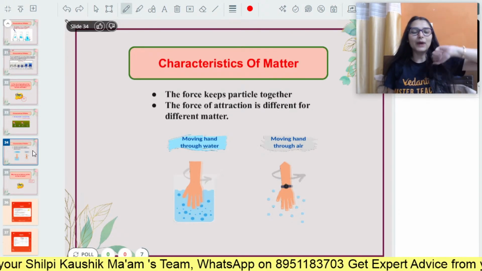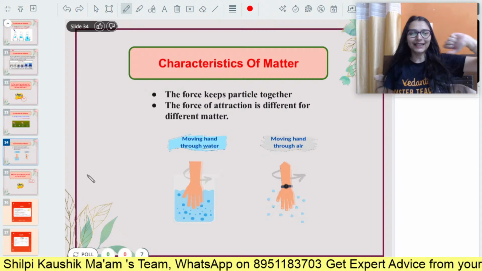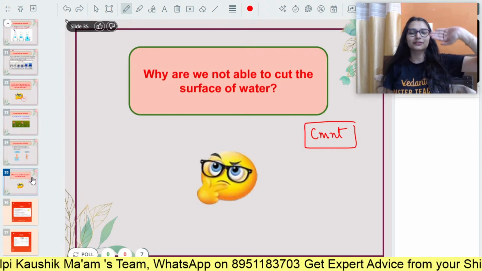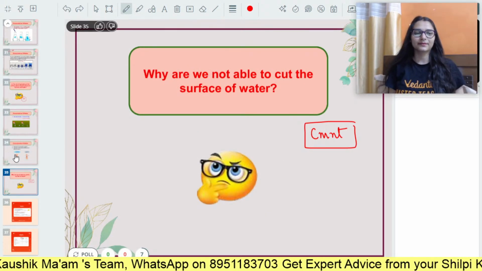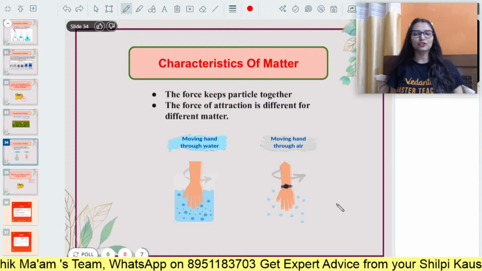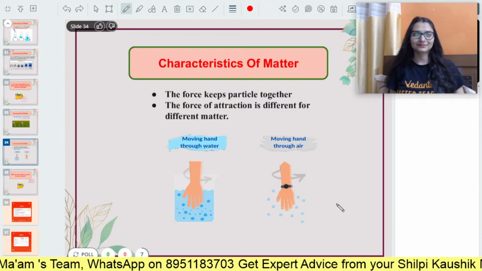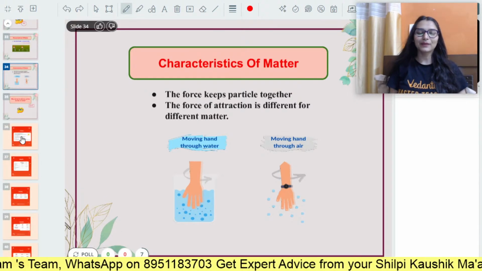What property of particles of matter is that? You cannot cut through the surface of water. ऐसा क्यों होता है? You can see in the picture also. Okay, think about it. Let ma'am know in the comment section.